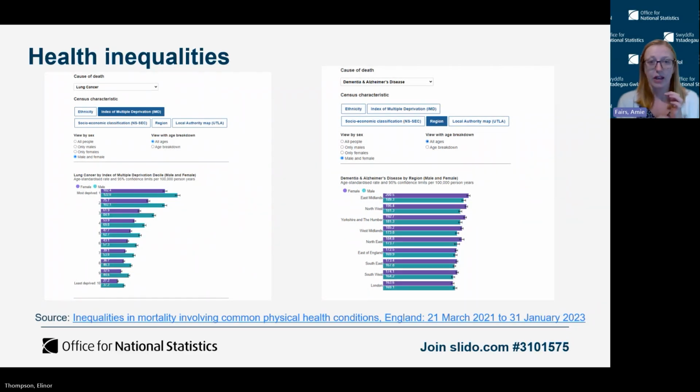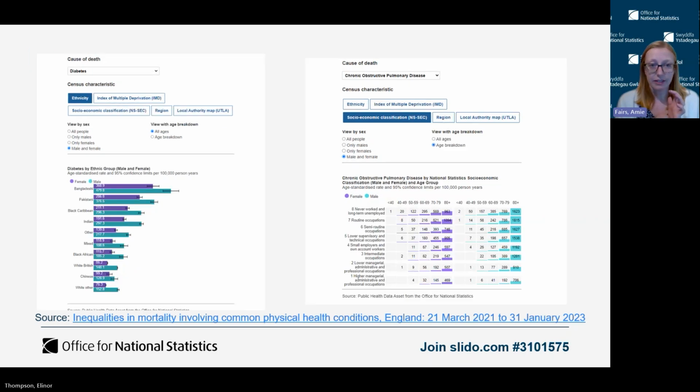If we look at the next figure here on the left, we've now broken this up by ethnicity. So this is cause of death is diabetes, broken up by ethnicity. And you can see that for people of Bangladeshi ethnicity, they have much higher rates than some other ethnicities, and they've ordered these from highest to lowest rates as well. So you can see that there are variations by ethnicity. And again, there are some differences between males and females.